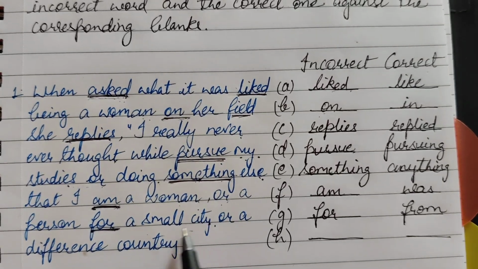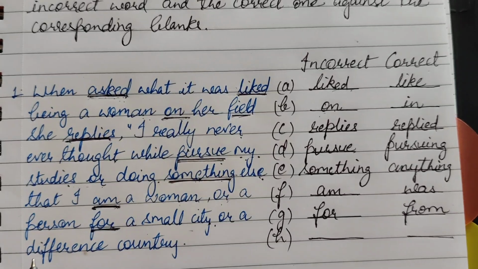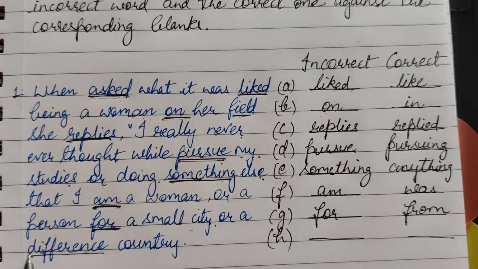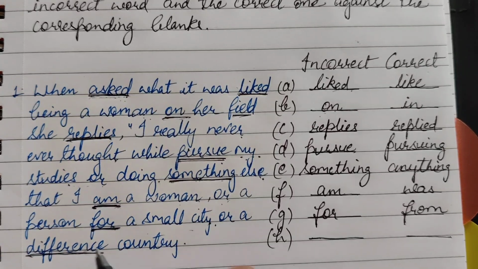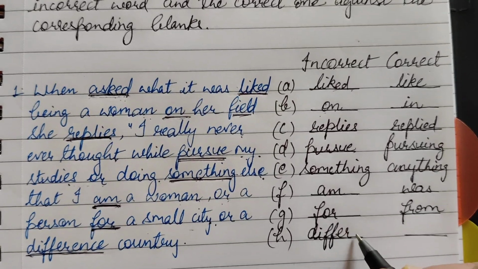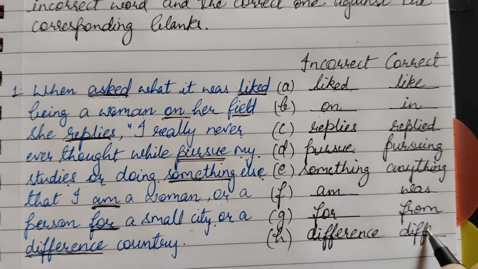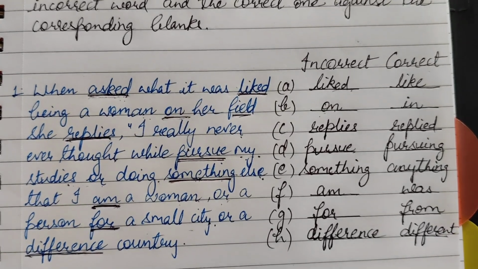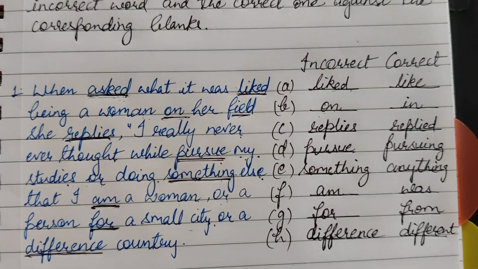Now the last line, from a small city or a different country. See, this "difference" is incorrect. Why? Because we will use the word "different", not "difference". Different means when two things are not the same. So difference will not come here, whereas different will come. Okay, so this is how we solve these kinds of editing questions.